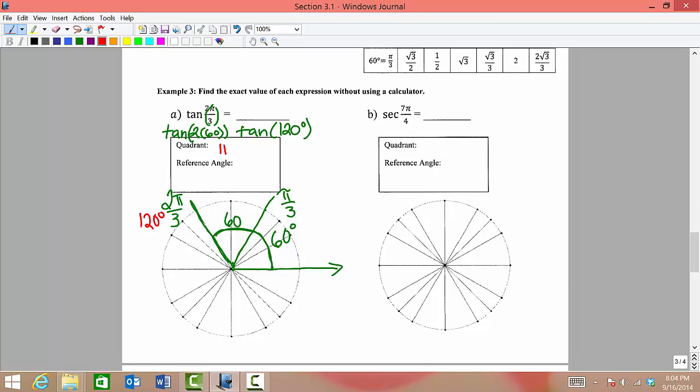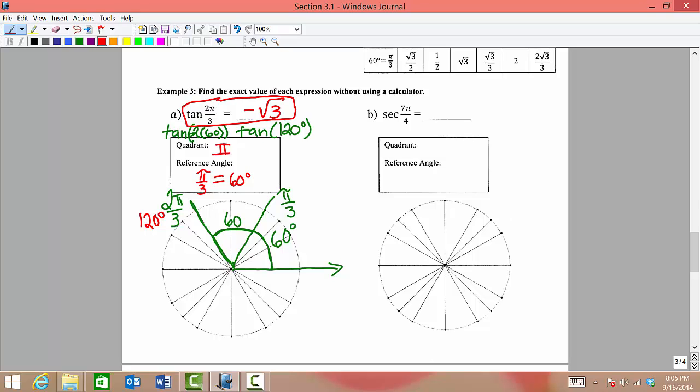So we are in quadrant 2. Our reference angle, just by looking at it, we can tell is pi over 3. And 120 degrees, we also know, has a reference angle of 60 degrees. So if my reference angle is 60 degrees, and I'm in quadrant 2, then we know the sign and the number for tangent of 2 pi over 3. The sign, well, we're in quadrant 2, so tangent is negative, and the tangent value of 60 degrees, or pi over 3, is the square root of 3. So our answer would be negative square root of 3.